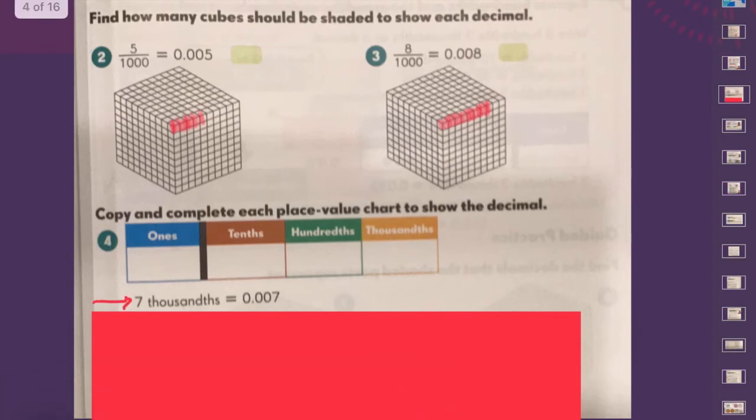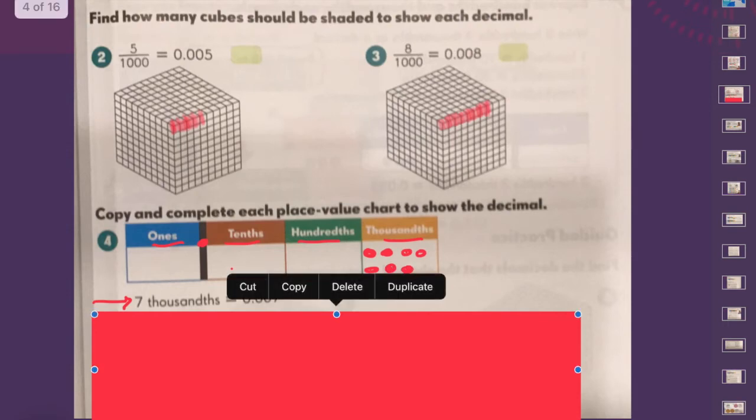So if we had 7 thousandths, we know here's the ones place, our decimal point, and then the first place value after the decimal point is tenths, then hundredths, then thousandths. So we know we don't have any tenths, so we would leave that blank, no hundredths, but we have 7 thousandths. So 1, 2, 3, 4, 5, 6, 7. That would represent 7 thousandths.